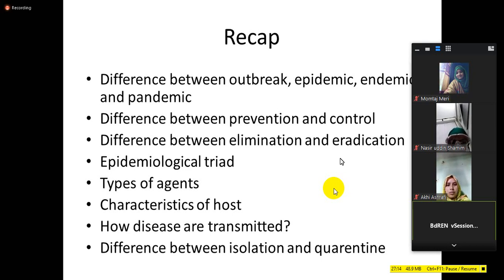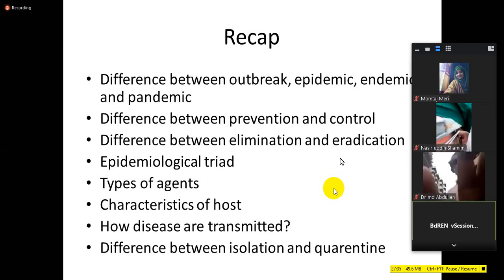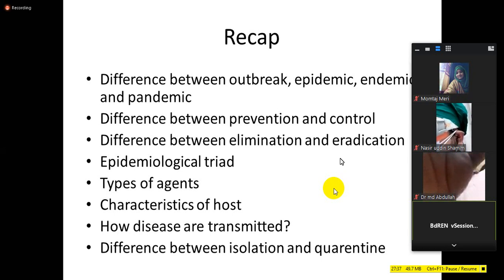Two more terminologies you have to understand, that is isolation and quarantine. Sir, elimination and eradication, kindly repeat. Elimination means when you are controlling the disease in such a way that no new person will suffer from the disease, but it is only in a certain geographical territory, not from the whole world.